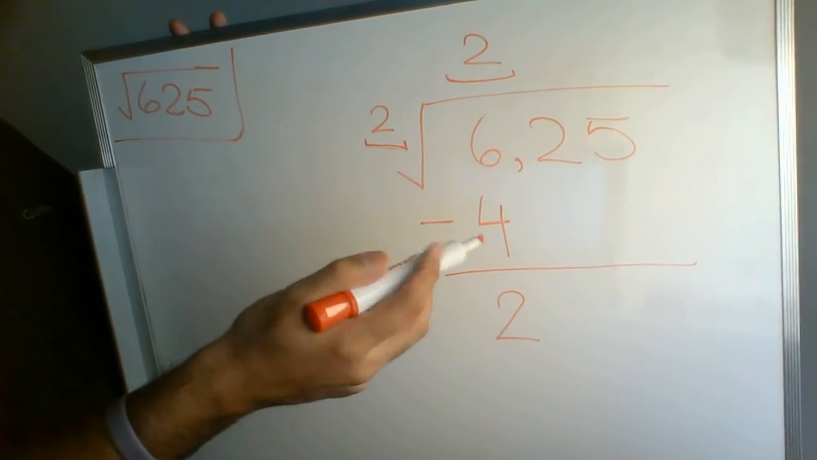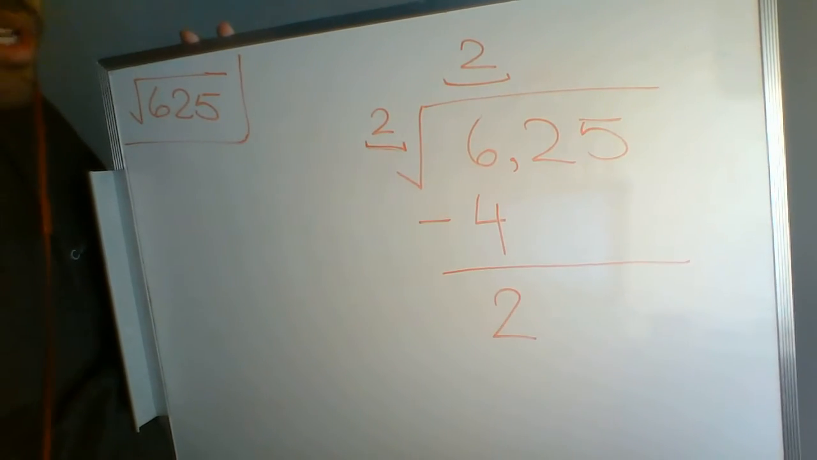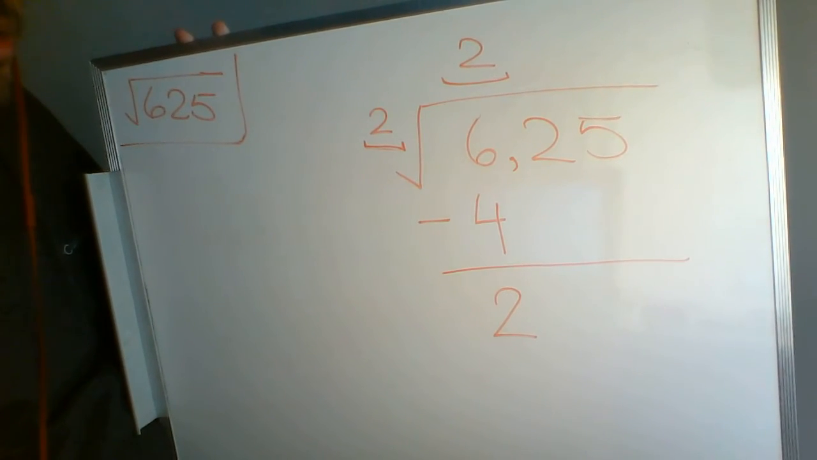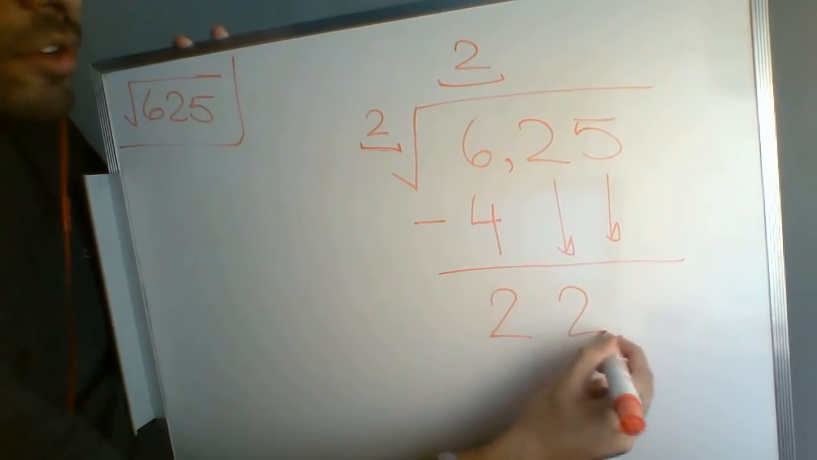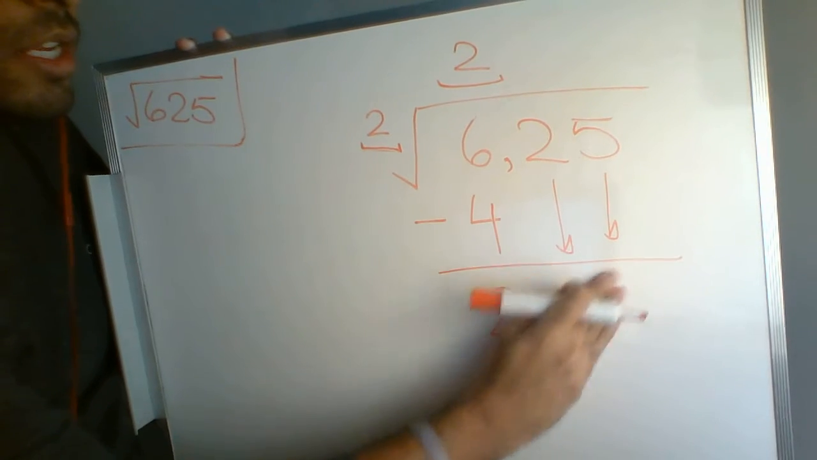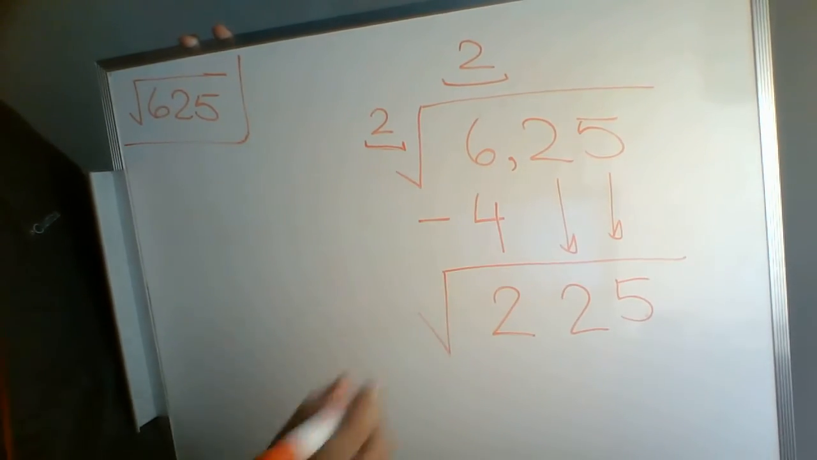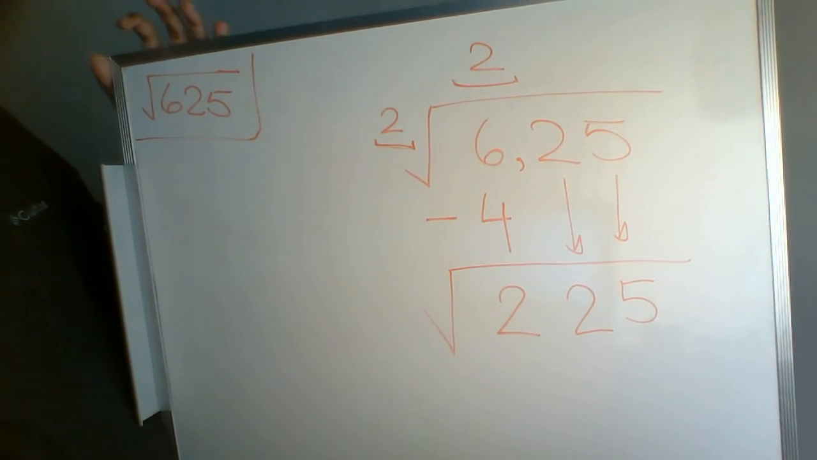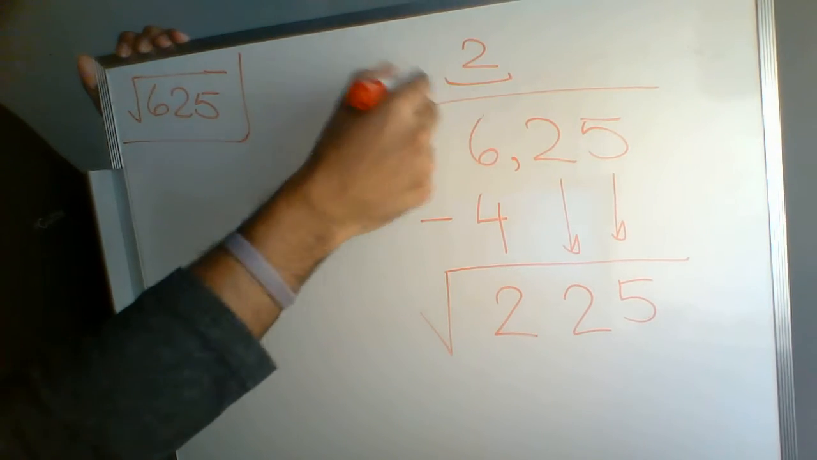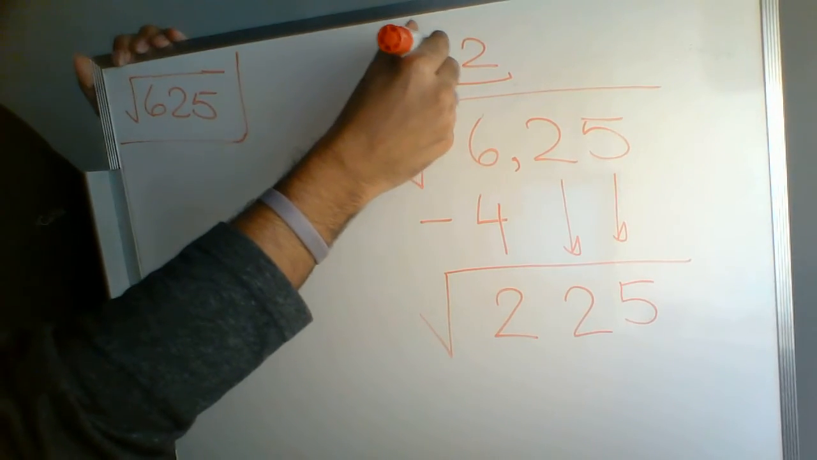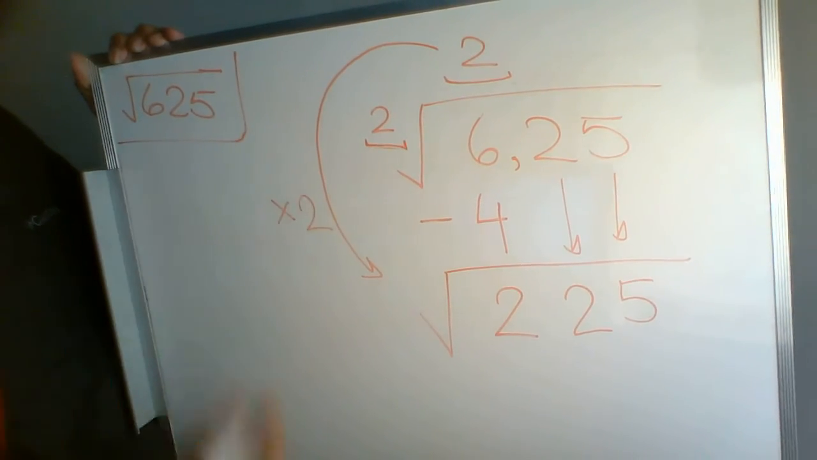And then we're going to bring down the next pair of numbers. In this case, there is only one pair of numbers that we actually have to bring down. So we bring down the 2, and we bring down the 5. So now we turn this into 225. And I'll put that square root sign back. And so now what we want to do is we're going to take the number that we have up top. So right now that's just this 2 over here. And we're going to bring it down over here. And while we do that, we're also going to double it.